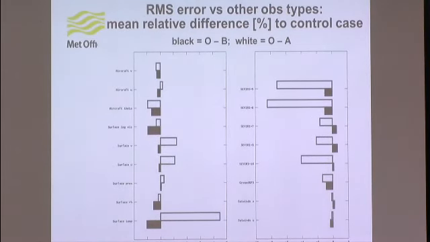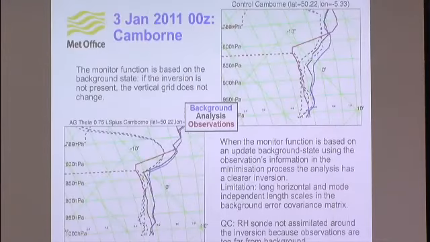But we don't have a great impact on sat winds, and that makes sense because our monitor function is based on static stability, that is a physics variable and not a dynamical variable. So it would be a secondary effect on winds. And this is what the problem was about.